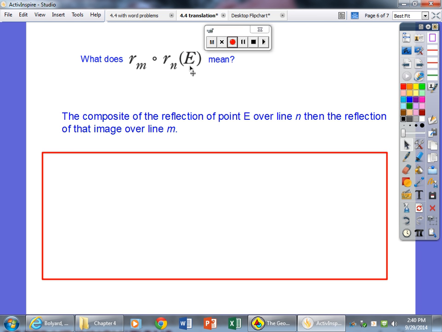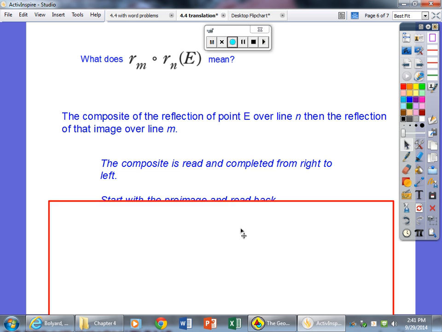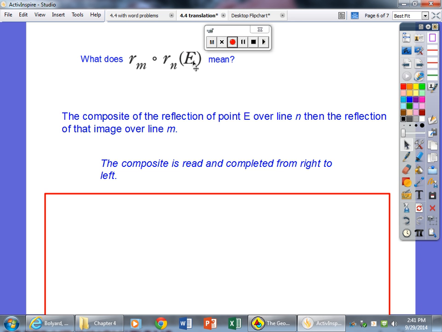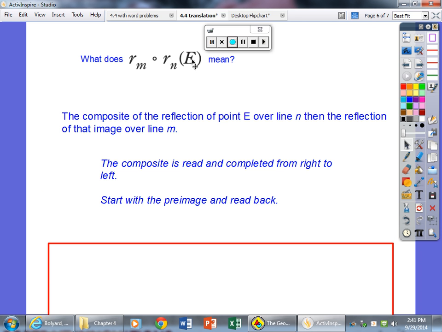Something a little unusual about the way you read this is you start with the end and then you work backwards to figure out your reflection. So I would start here with my pre-image. I first reflected over N and then reflected over M. So it seems backwards from the normal way we would look at it. I start with this pre-image and then I work backwards: reflecting it over line N, and then after I reflected it over line N, I reflected over line M.